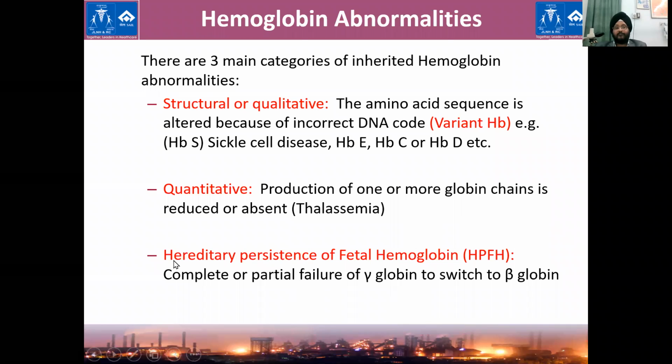Now the third variety which is important to remember is that there may be a case in which the switching from a fetal to the adult hemoglobin does not occur. And such a condition is known as hereditary persistence of fetal hemoglobin, and it sometimes causes some problems in diagnosis of certain conditions.